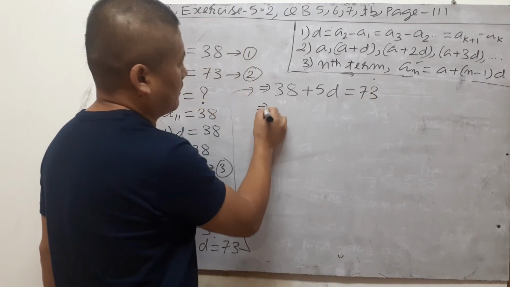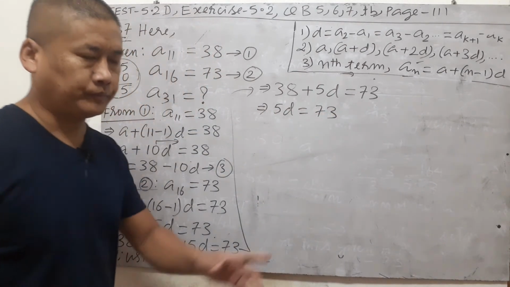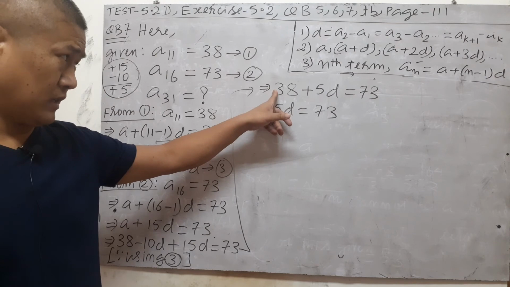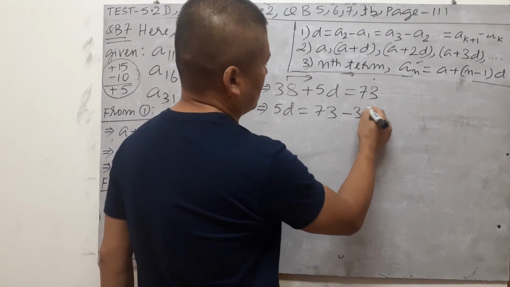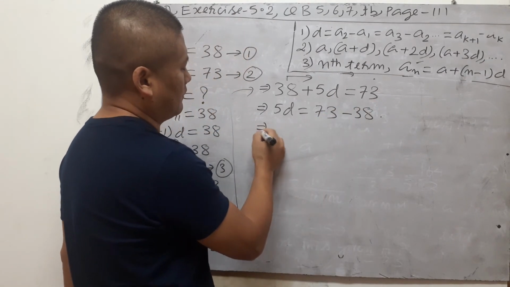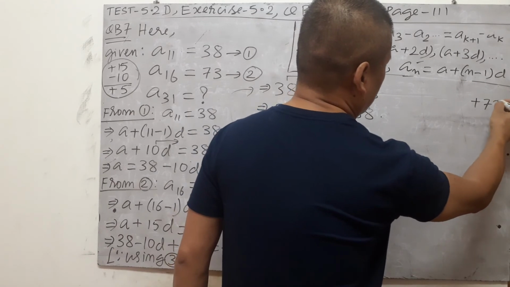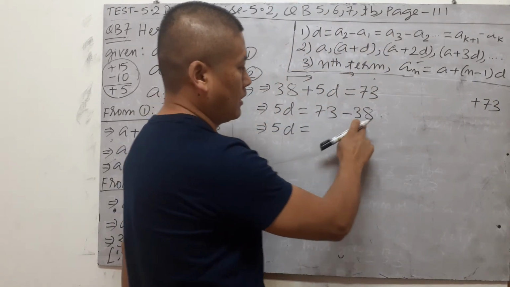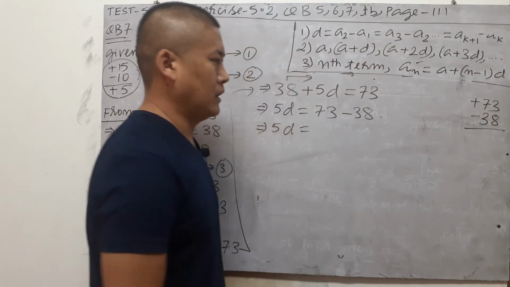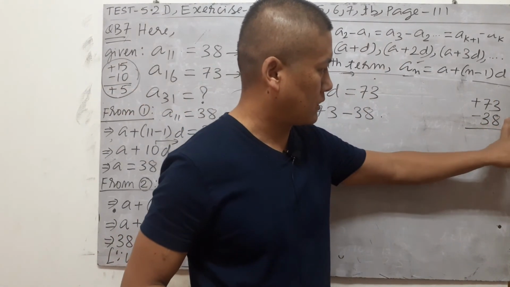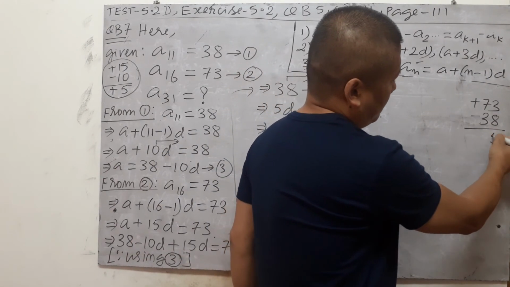Then here, 5D therefore will be 73, and then here no sign in front of 38 means plus 38. Shift it to the right side and becomes minus 38. So that gives you 5D will be equal to plus 73 is the bigger absolute value, minus 38 is the smaller absolute value, so we'll put it down. Again plus minus or subtraction. So 13 minus 8 is 5.